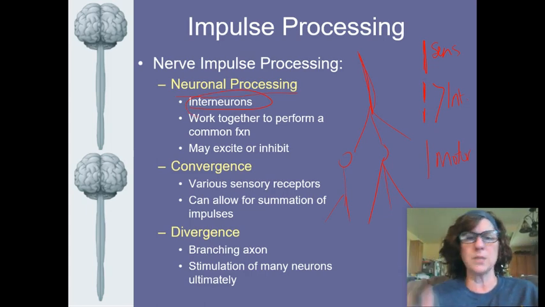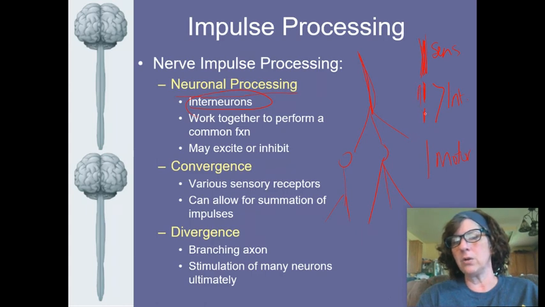So what's going on in your brain and spinal cord, really? So what kind of function do I need? I have this sensation, this sense coming in. What am I making of that in the interneurons? What am I thinking about it, and what do I want to do about it?